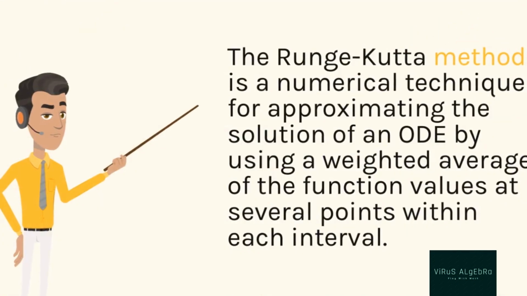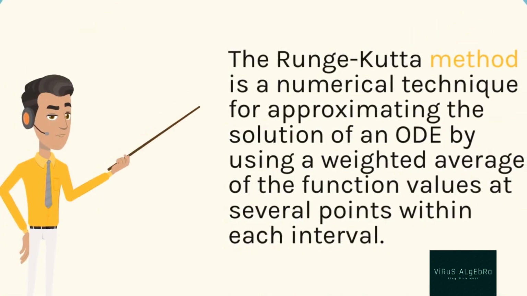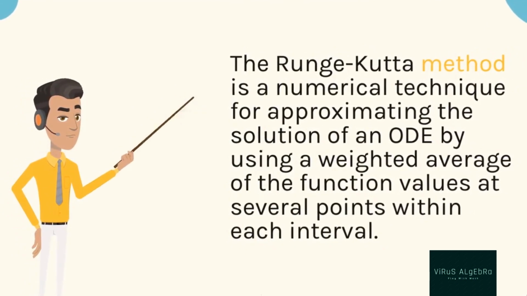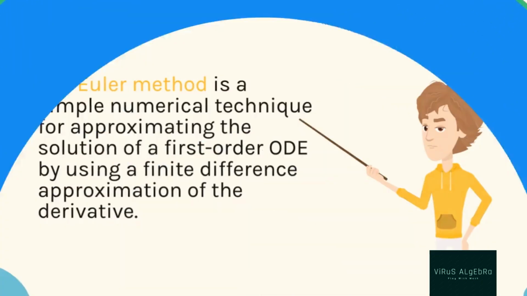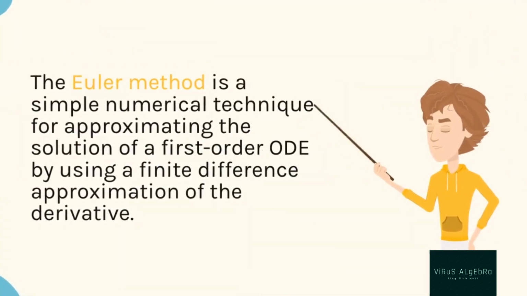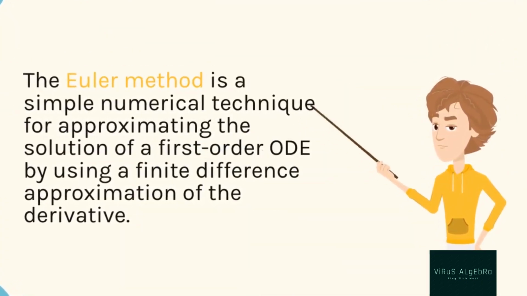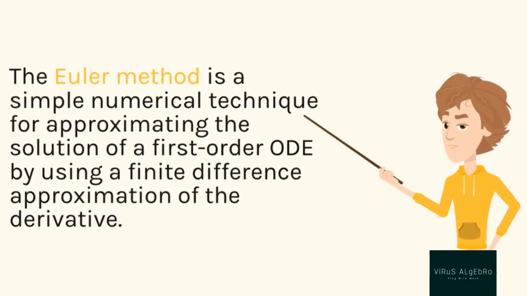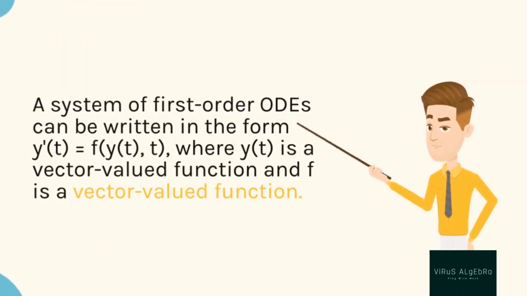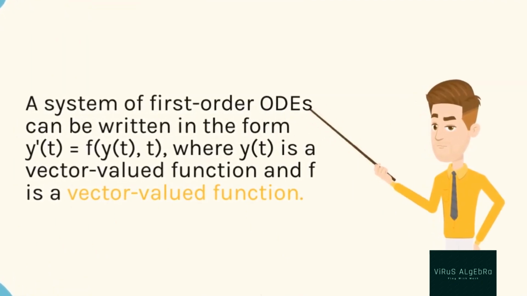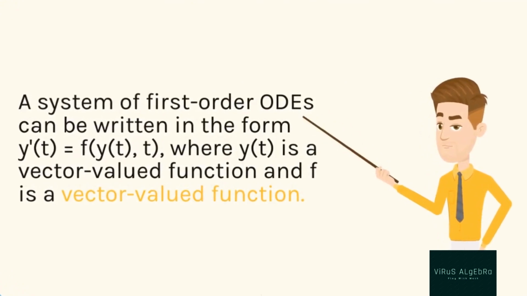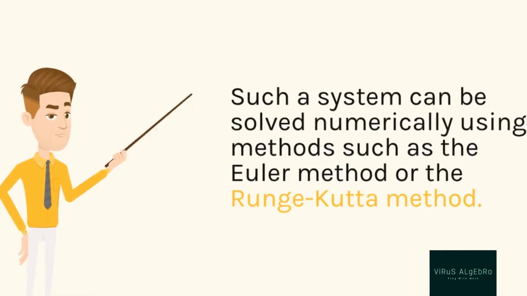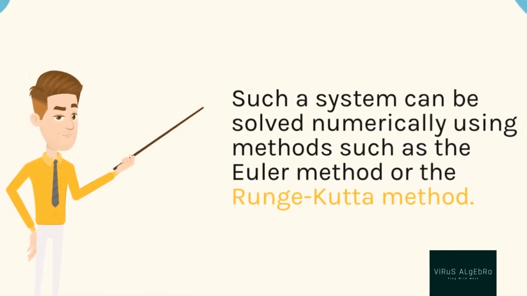The Runge-Kutta method is a numerical technique for approximating the solution of an ODE by using a weighted average of the function values at several points within each interval. The Euler method is a simple numerical technique for approximating the solution of a first-order ODE by using a finite difference approximation of the derivative. A system of first-order ODEs can be written in the form y'(t) = f(y(t), t), where y(t) is a vector-valued function and f is a vector-valued function. Such a system can be solved numerically using methods such as the Euler method or the Runge-Kutta method.